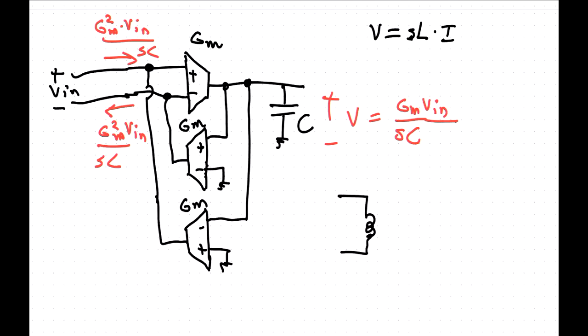So that means that the S divided by an equivalent inductance of C divided by GM squared is what I have there. Is that right? I think so.